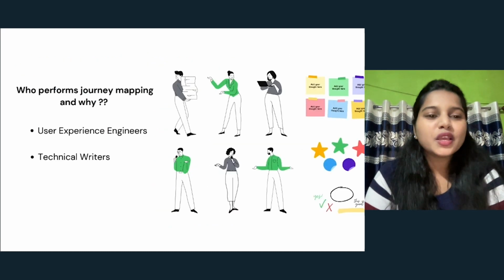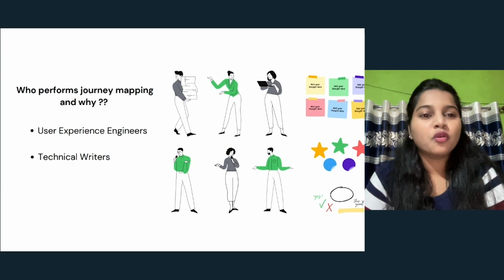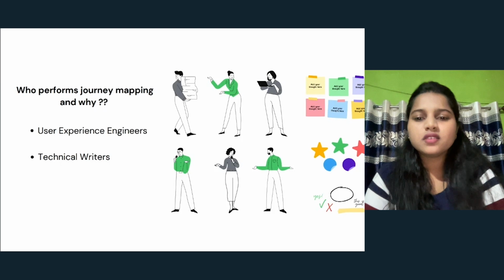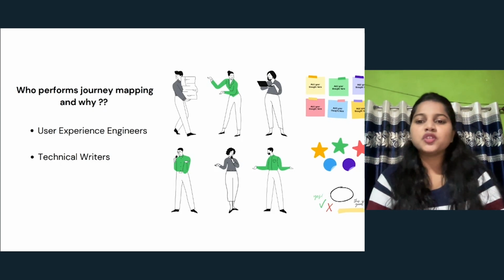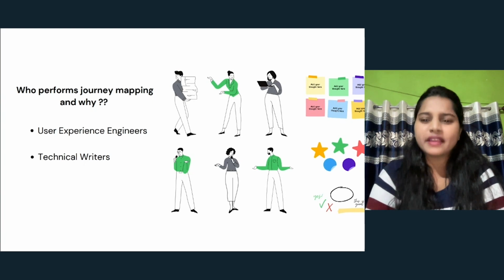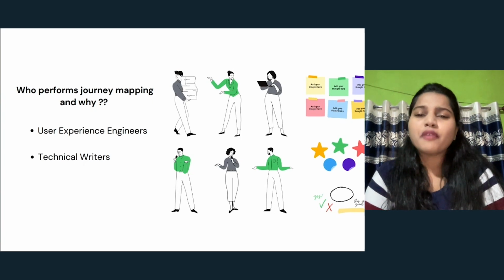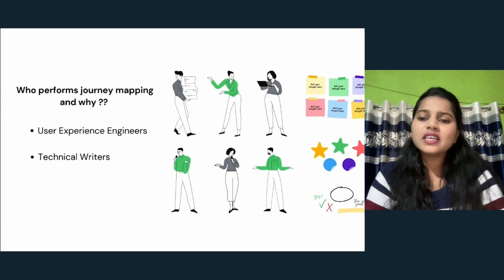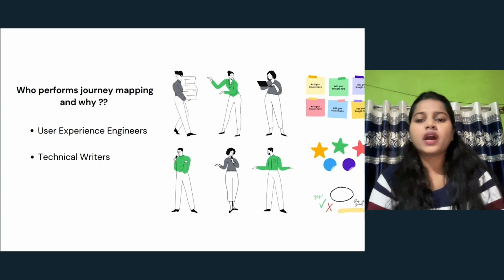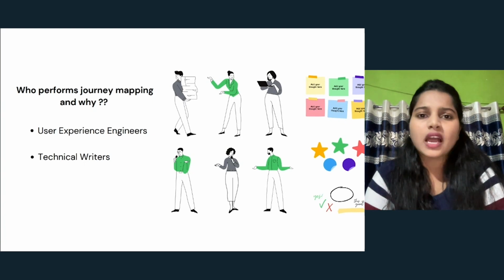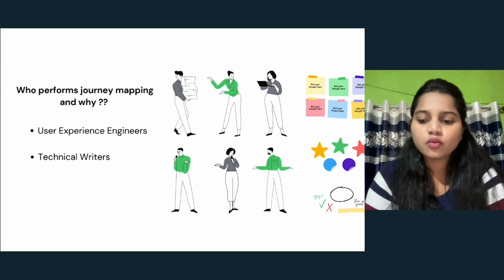So here comes the most important question: who performs journey mapping and why? Usually, design teams use customer journey maps to see how customer experiences meet their expectations and find areas where they need to improve design. But when it comes to docs, technical writers are the ones who conduct these workshops to identify the flaws and the new topics to focus on.